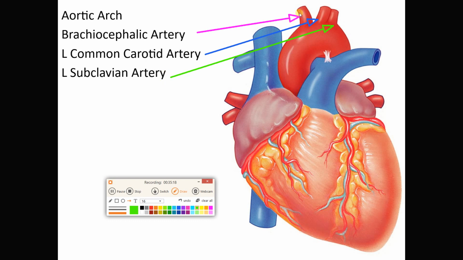The brachiocephalic actually splits into a right-hand version of these two guys. So if we kept going up this brachiocephalic, we'd see a right common carotid and a right subclavian. The common carotids go up in your neck, taking blood to your head and brain. The subclavians go out under your clavicles. That's what subclavian means, going towards your shoulders and your arms. So you got some nice branches of our aortic arch there, which is really good.